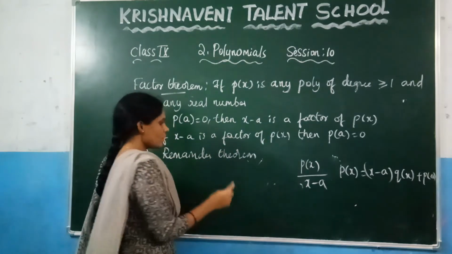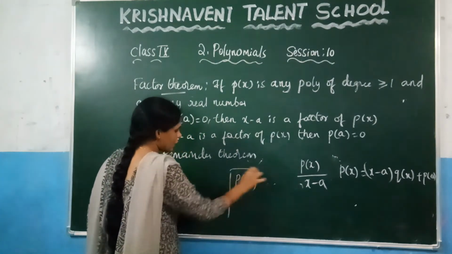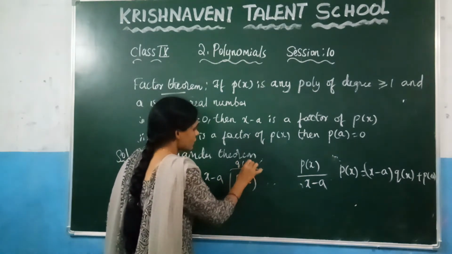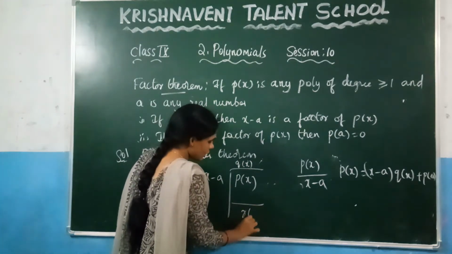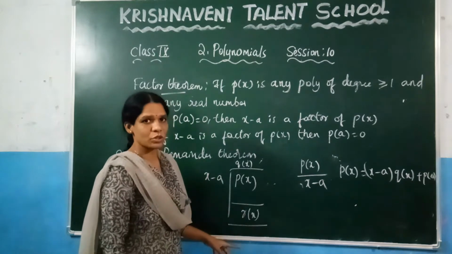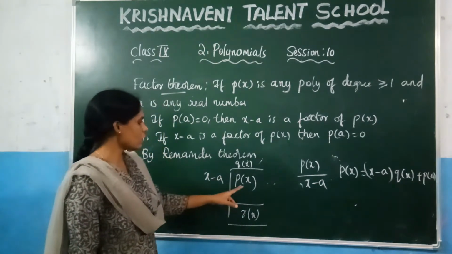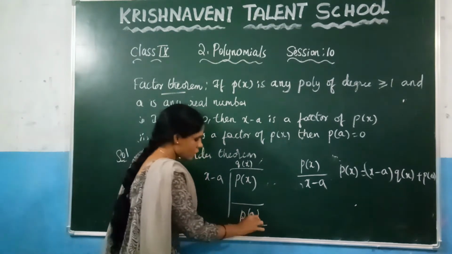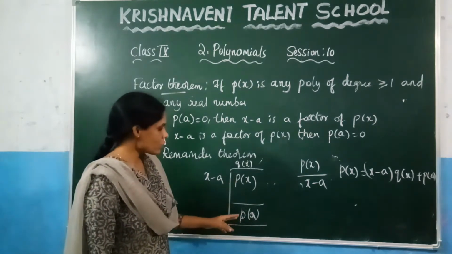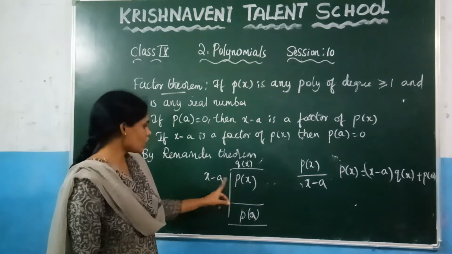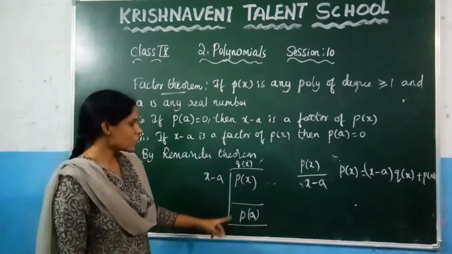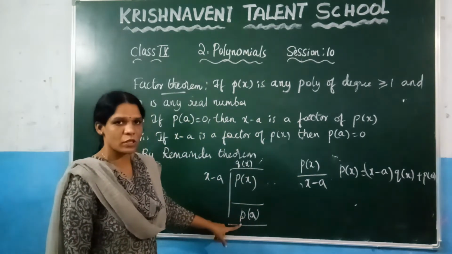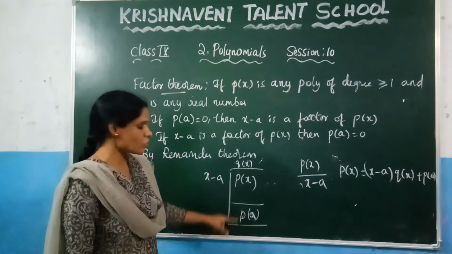How did we get that one? Because if you are dividing this p of x by any linear polynomial x minus a, you will get some quotient. Let us consider that quotient as q of x, and you will get one remainder. And you know that in the case of the remainder theorem, if you are dividing this polynomial by x minus a, the remainder is nothing but p of a. That we already proved. Now by using the divisibility rule, you can write dividend is equal to divisor into quotient plus remainder. So the same thing I have written here: p of x is equal to x minus a into q of x plus p of a.